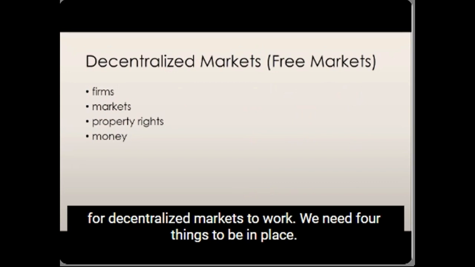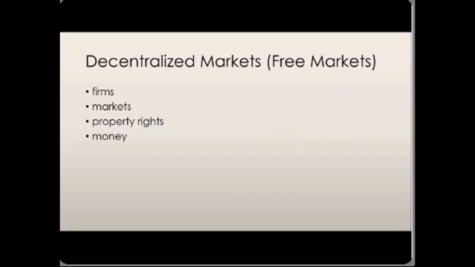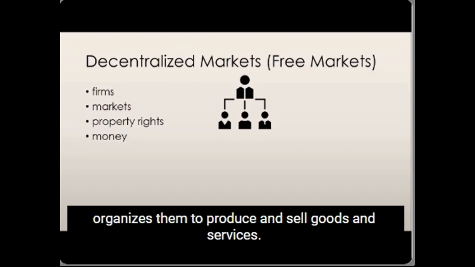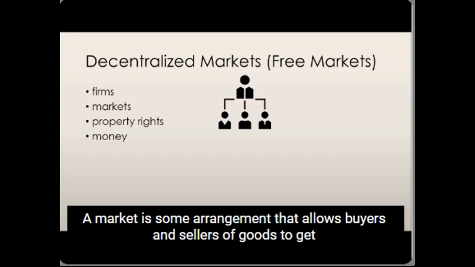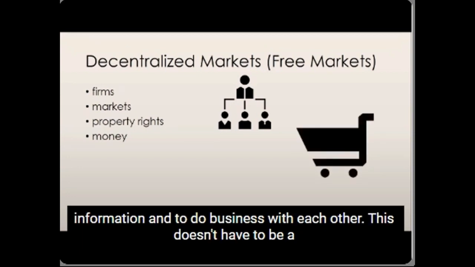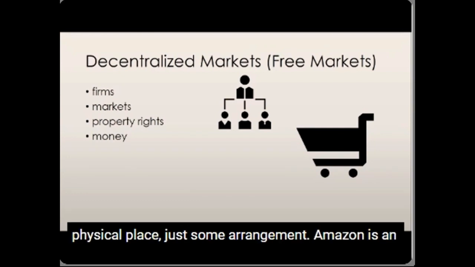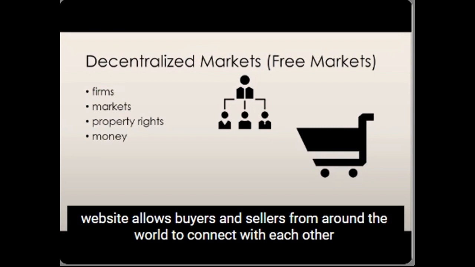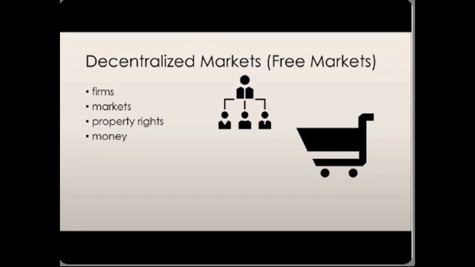For decentralized markets to work, we need 4 things to be in place. A firm is an economic unit that hires factors of production and organizes them to produce and sell goods and services. A market is some arrangement that allows buyers and sellers of goods to get information and to do business with each other. This doesn't have to be a physical place, just some arrangement. Amazon is an example of a marketplace that does not have a physical location.